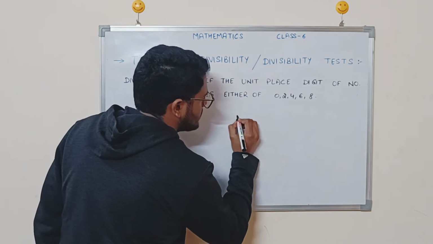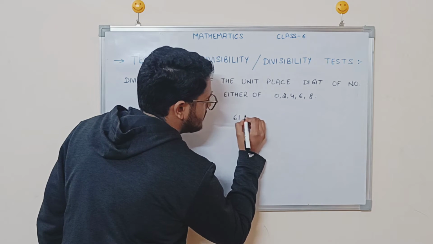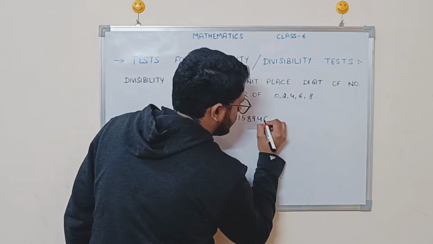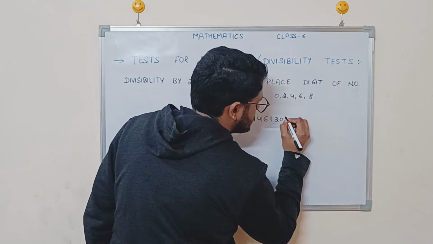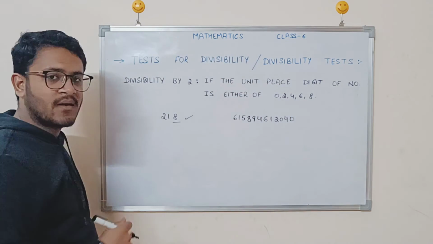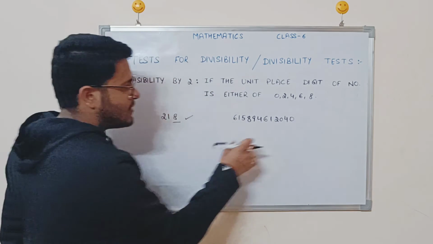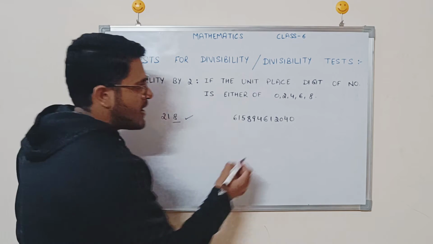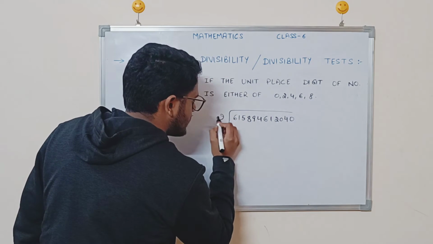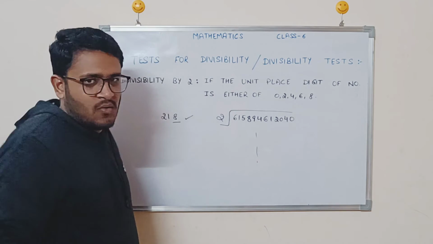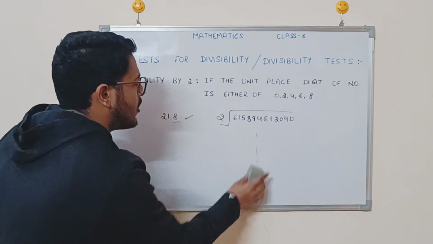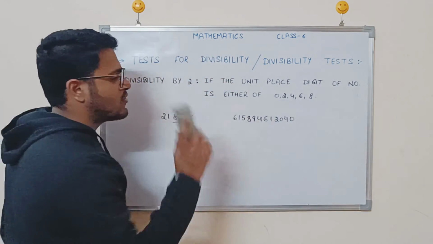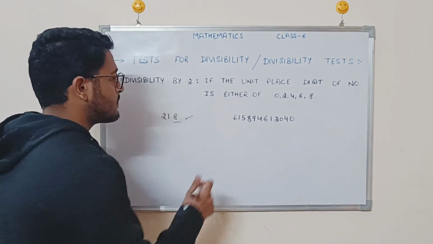Okay, let's take one more example. Let's take this big number 6158946 12040. Okay, so we have this big number, right? So if I ask you whether this number is divisible by 2 or not, are we going to do a big division? No, right? Because now we know the divisibility rule for 2. So we are not going to do this lengthy work.